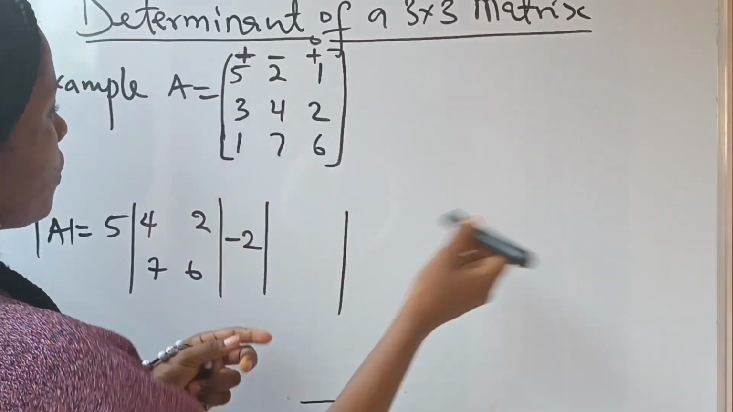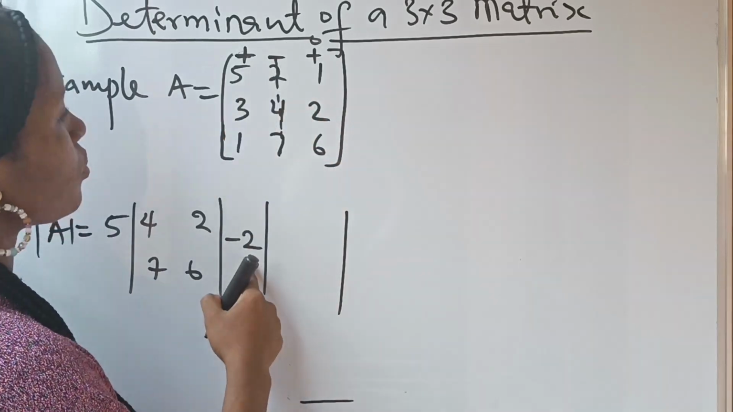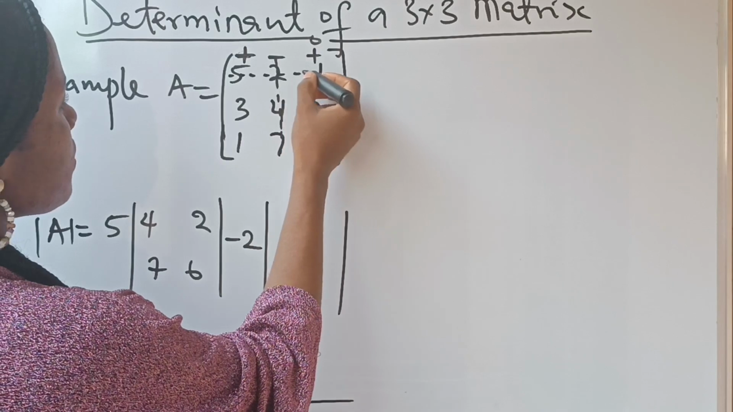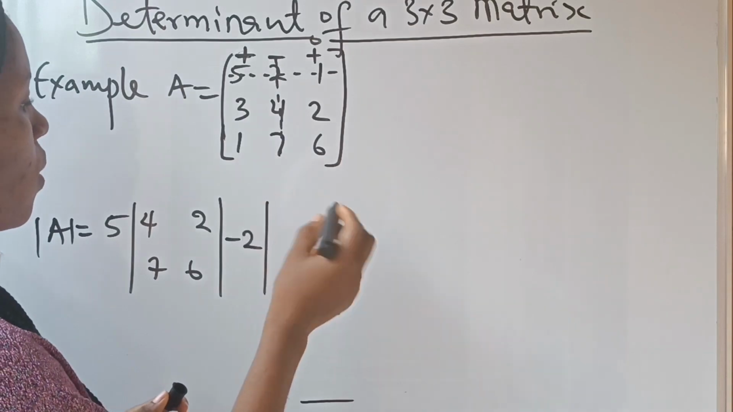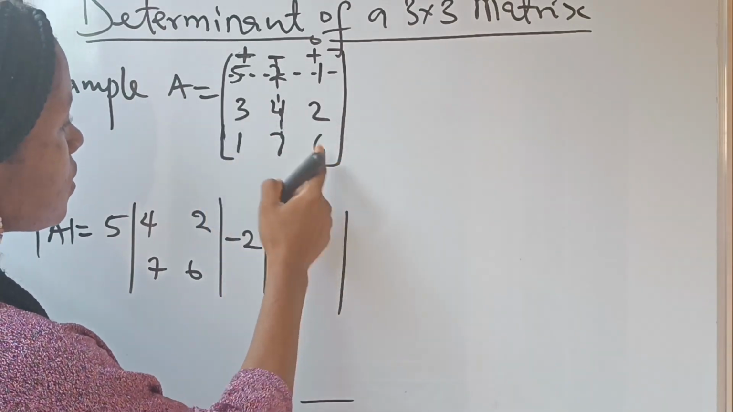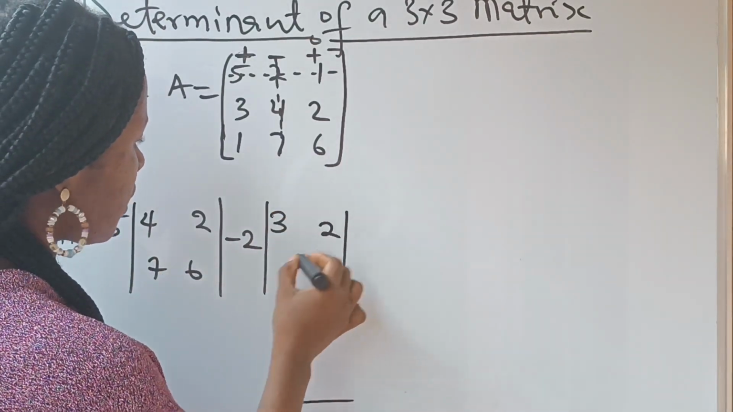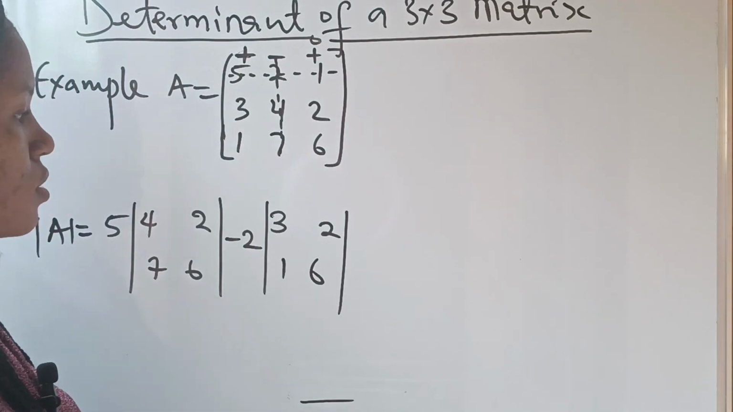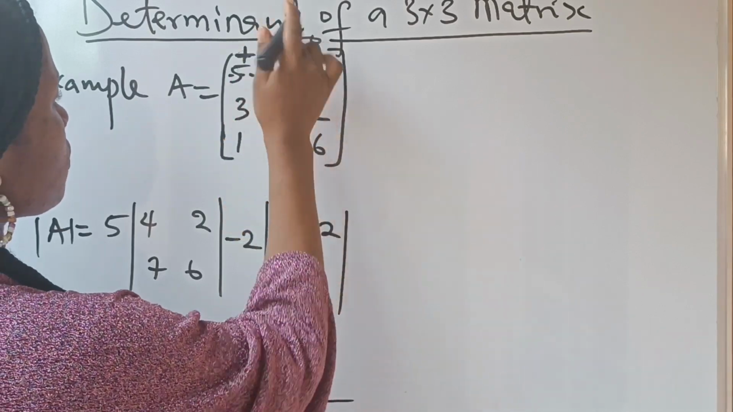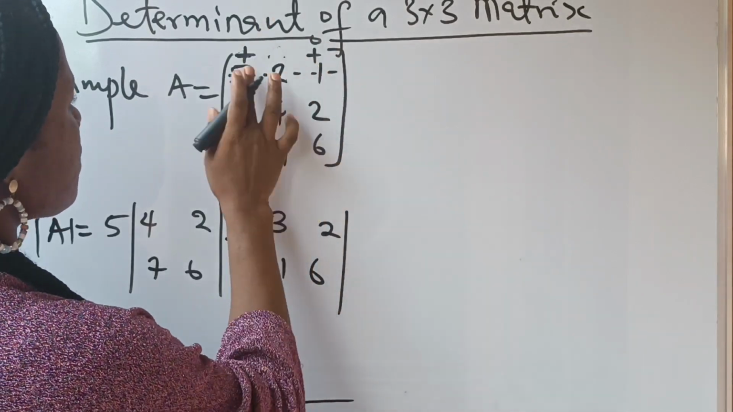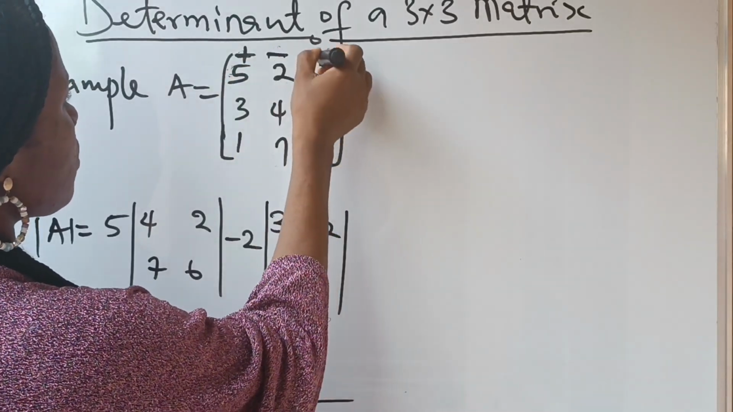Now for minus 2, vertically we cross like this, and horizontally we cross like this. Anything concerning minus 2, vertically and horizontally. When you do that, you notice that 3, 2, 1, 6 are not affected, so you bring them out. That is this. This is minus, plus.